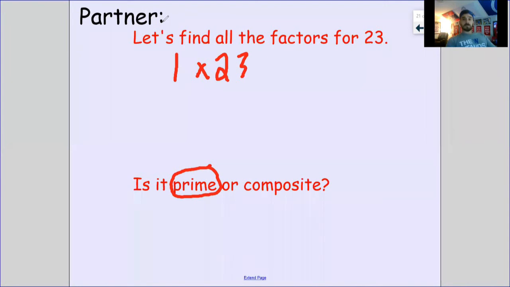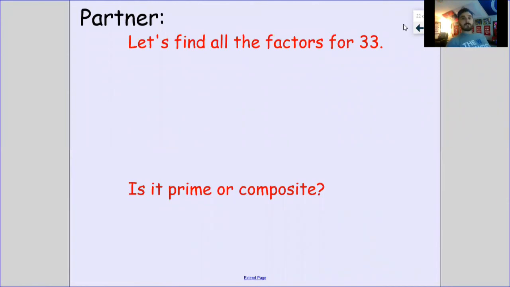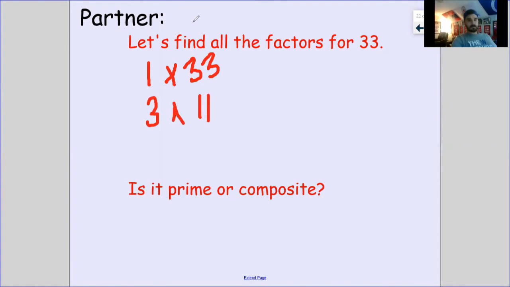That's an example of a prime number. And last, but certainly not least, why am I struggling? Last one, find all the factors for 33. List them, prime or composite, and then come back and watch me go over it. All right. Should have had 1 times 33. You should have had 3 times 11. That's it, which would have made it a composite number.